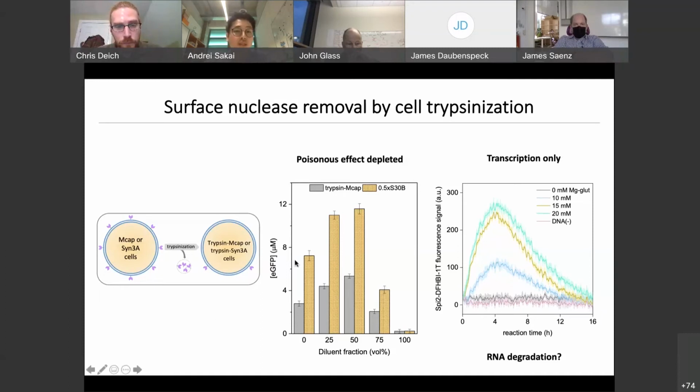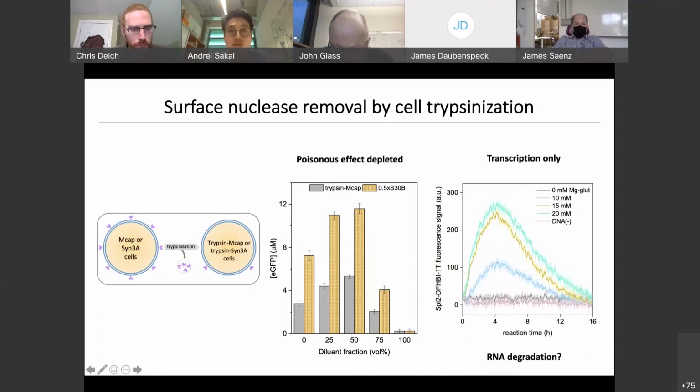So what we did here, we prepared these trypsinized cells, and from these cells, we prepared the lysate. And we tested these lysates in a similar way to what I showed before, mixing with E. coli lysate. And what we see here in this middle graph is that there is no inhibition of the expression until more or less 75% of this trypsinized lysate. And the expression profile that we see here for this trypsinized lysate is very similar to what we observed for our negative control, in which we just dilute the E.